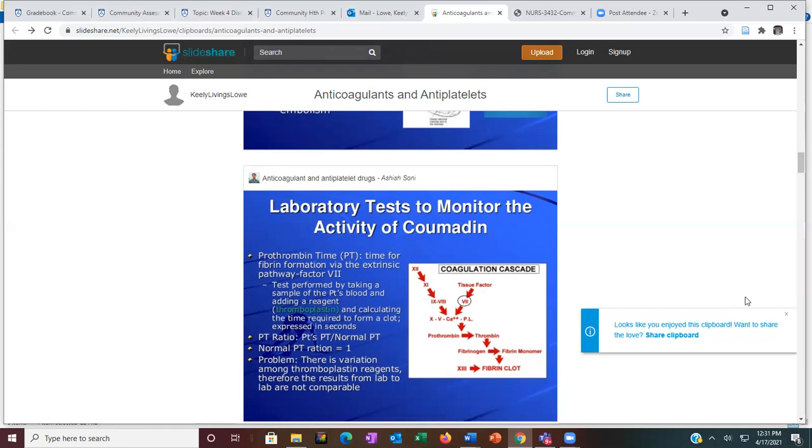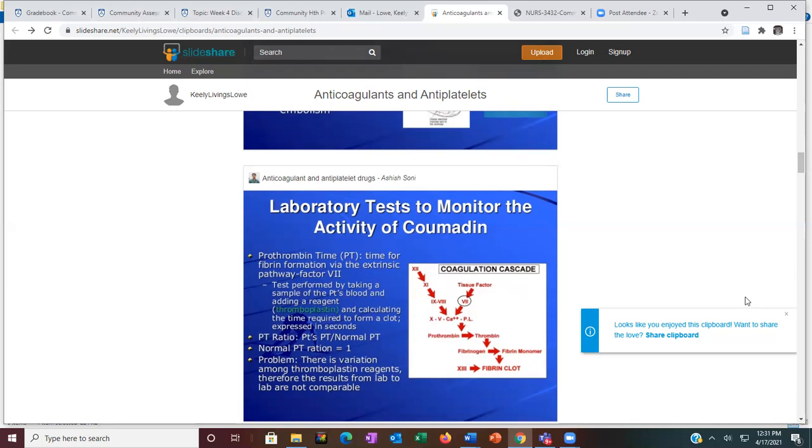So it's in seconds. And the test is performed by taking a sample of blood and they use a reagent. So it's something that is supposed to make the blood clot, and we see how many seconds it takes for the blood to clot. What we do is that PT is a ratio. So it's the patient's PT versus the normal PT. So the number of seconds, that's the difference between normal and blood clotting on warfarin.